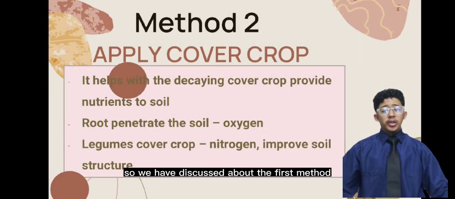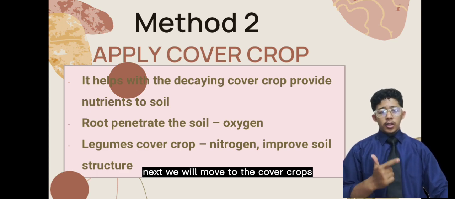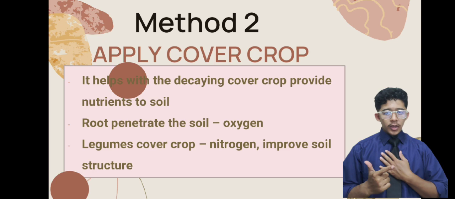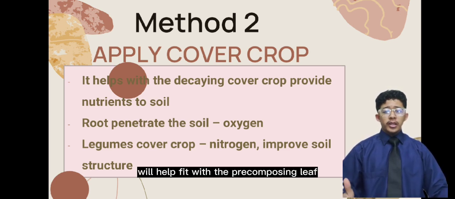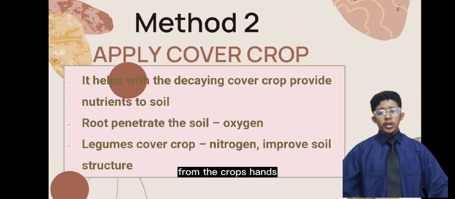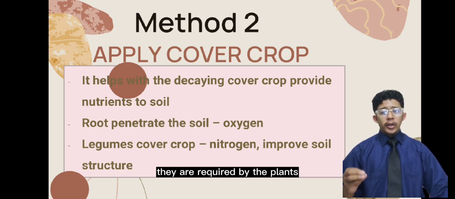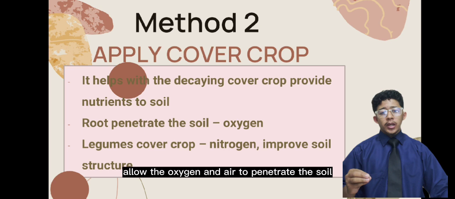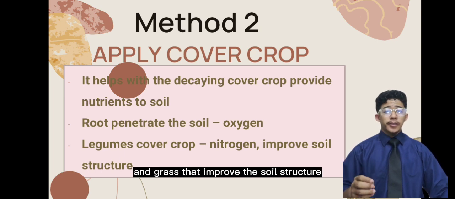So we have discussed the first method, which is soil identification. Next, we will move to the cover crops. So what are cover crops? Cover crops help feed the soil with the decomposing leaves from the crops, hence improving its fertility. Decaying cover crops provide nutrients to your soil that are required by the plants, while the roots allow oxygen and air to penetrate the soil. Recommended cover crops are legumes that provide nitrogen to the soil and grasses that improve the soil structure.